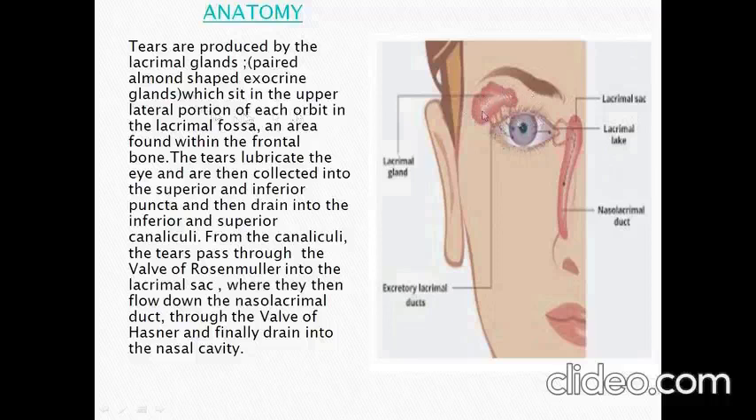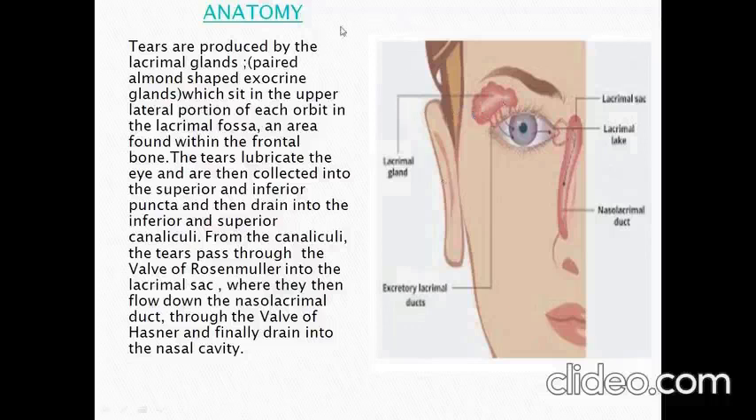So, this is the lacrimal fossa, an area which is found within the frontal bone. This is the frontal bone. So, in the frontal bone, we have the lacrimal fossa on the upper lateral portion of each orbit of the eye, and over this sit the almond shaped exocrine glands, which we call lacrimal glands.